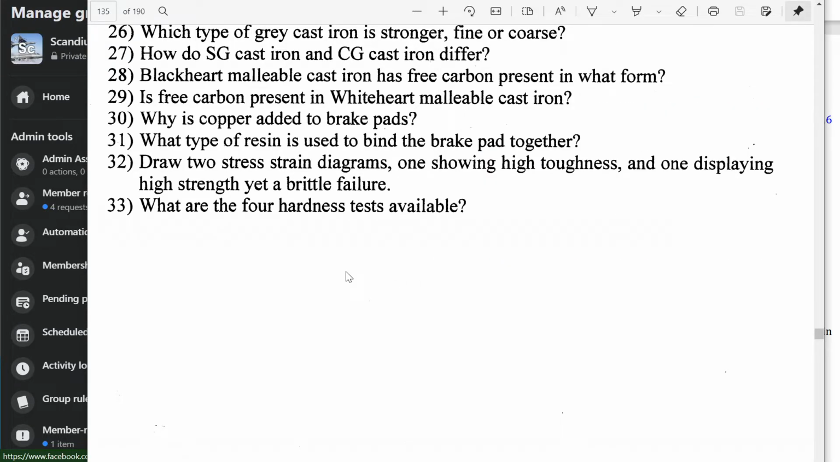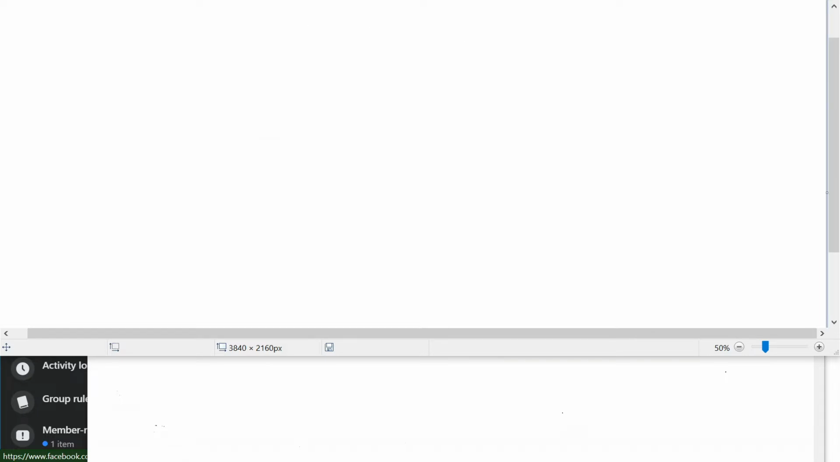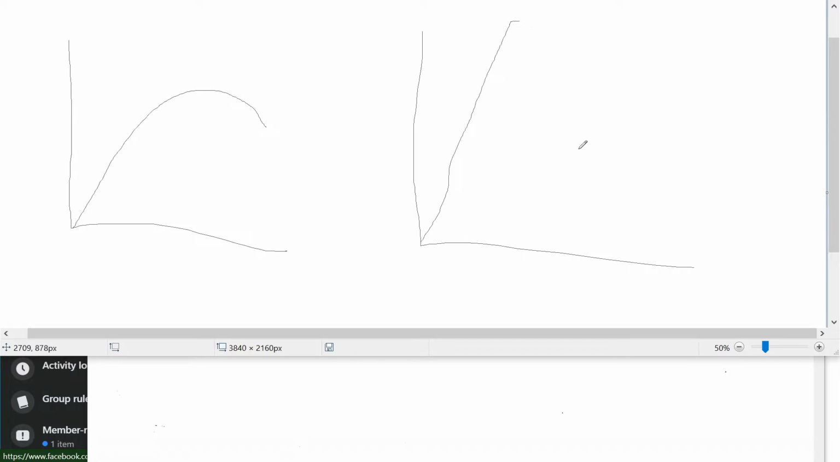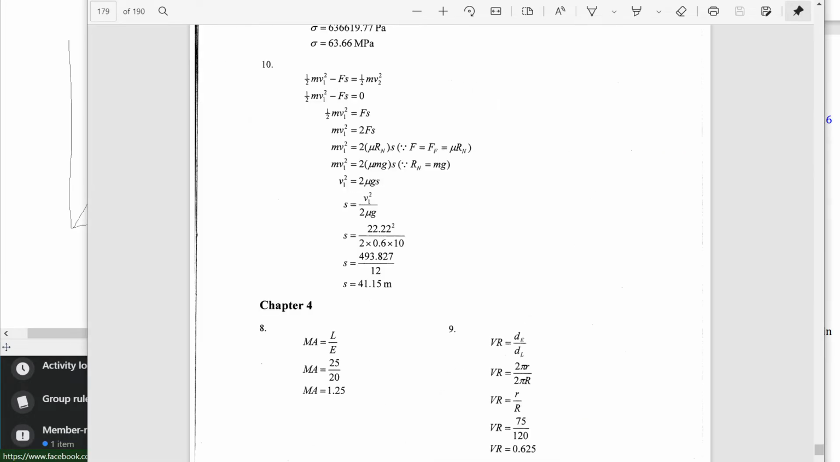Okay, draw two stress strain diagrams, one showing high toughness, the other one displaying high strength yet a brittle failure. So we're done with that. Delete. What we're going to draw is, boom, so that's our graph. The one with some toughness would look like that, and the one with high strength but brittle failure would look like that. Something along those lines. I said see page 120.